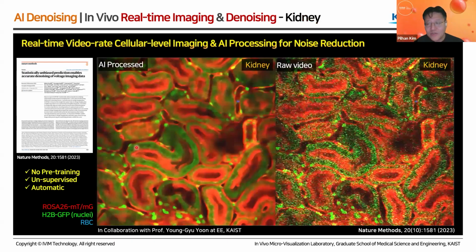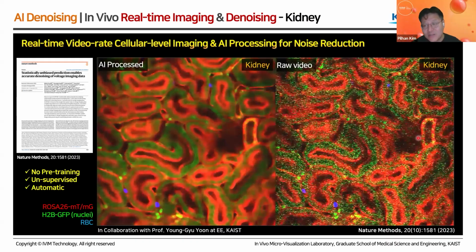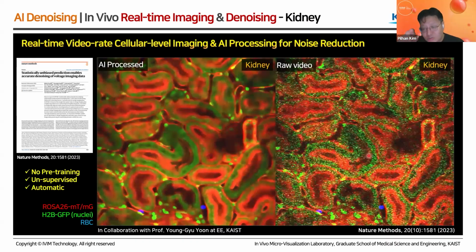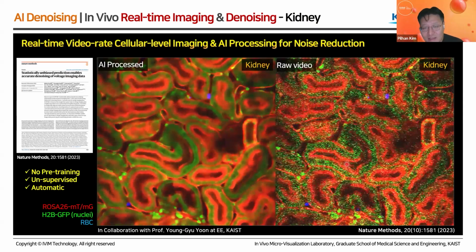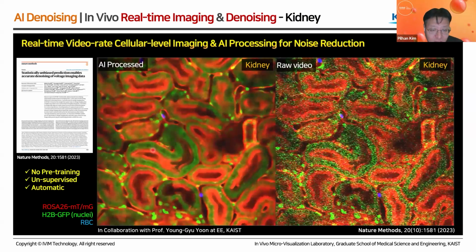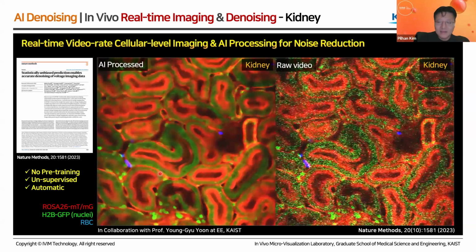Another example. It's a little bit noisier here. It's another real-time video obtained from the kidney. We can see the gross structure of the tubule, right? But after denoising, we can also distinguish the individual epithelial cells inside the tubule, right?